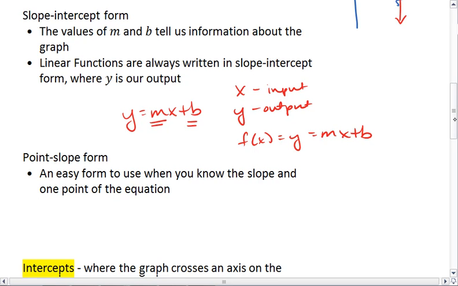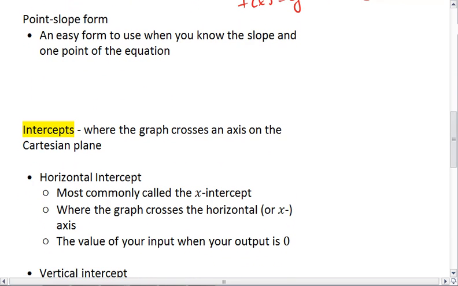Next one is point-slope form. And point-slope form is particularly useful if you know the slope and the point of an equation already. You can just plug them into that form. To see an example, continue on to the next video.